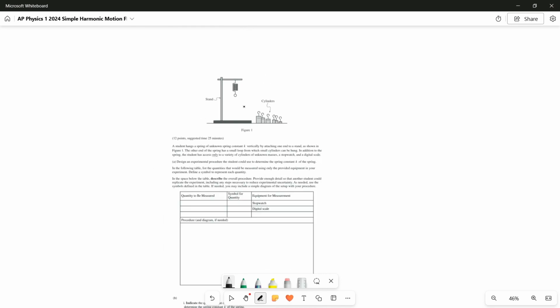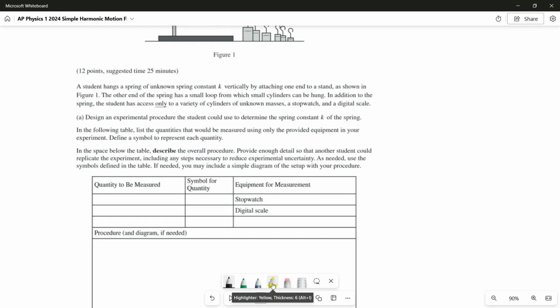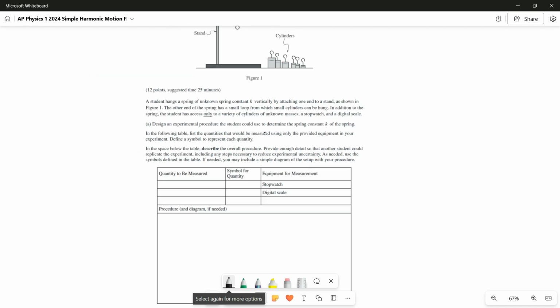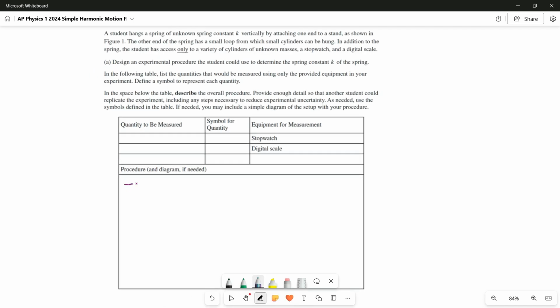The first thing we should notice is that they actually already give us the equipment for the measurement. They give us the stopwatch and the digital scale. That will yield us two quantities, mass m and the period T, or whatever time that you're trying to measure. And we do recall this equation that T is equal to 2 pi root m over k, this is given on your formula sheet. So if we could exploit this formula, we could effectively find k over here. And that's really easy to do.